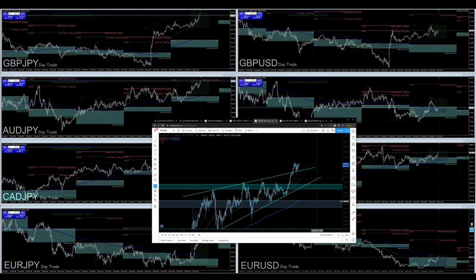Ethereum's looking very nice, very nice. This is a trend continuation pattern. Beautiful retest of what it broke out of.